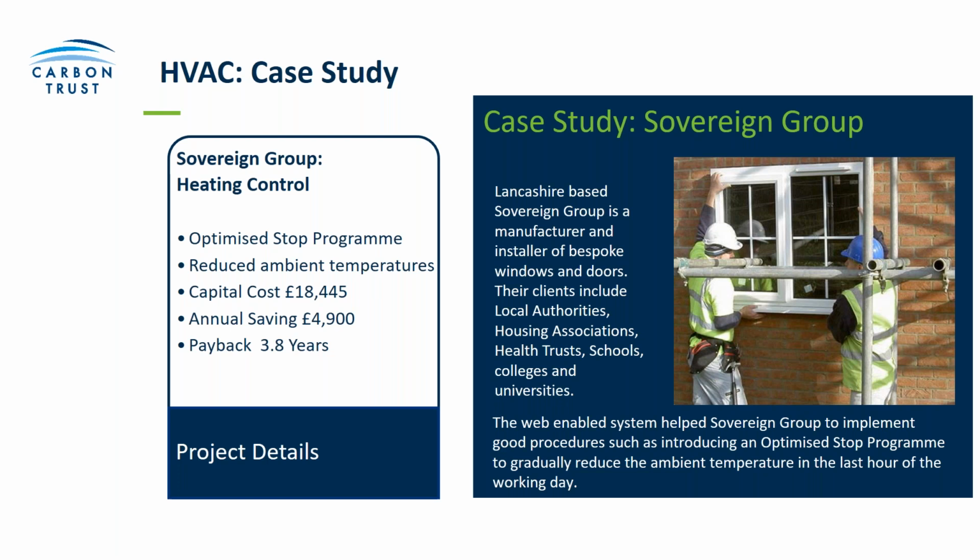Now that's all very straightforward, fairly simple, but that reduction in ambient temperature for an hour or so enabled them to save in around £5,000 per year. And to implement that, there was a capital cost of in around £18,500, giving them a payback of about 3.8 years. So that was an effective way just to notch off the use of heating systems towards the end of the day, and a very simple way of saving energy for the company.